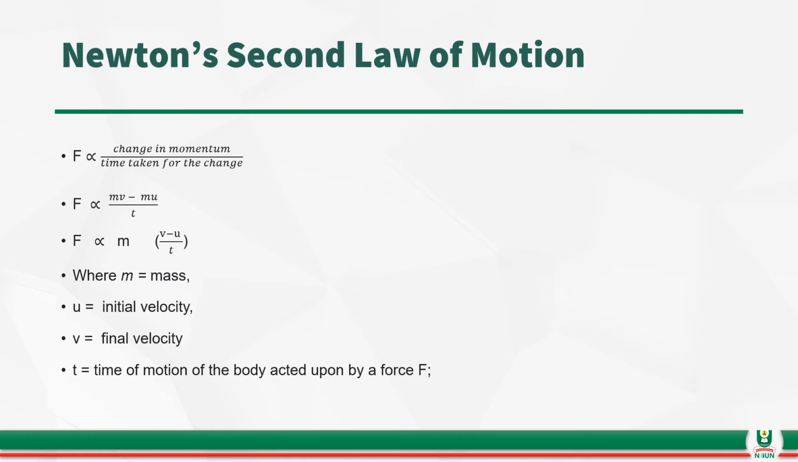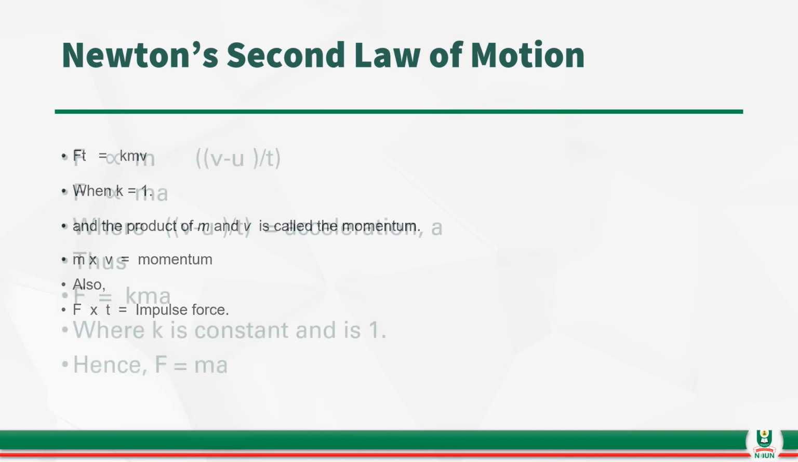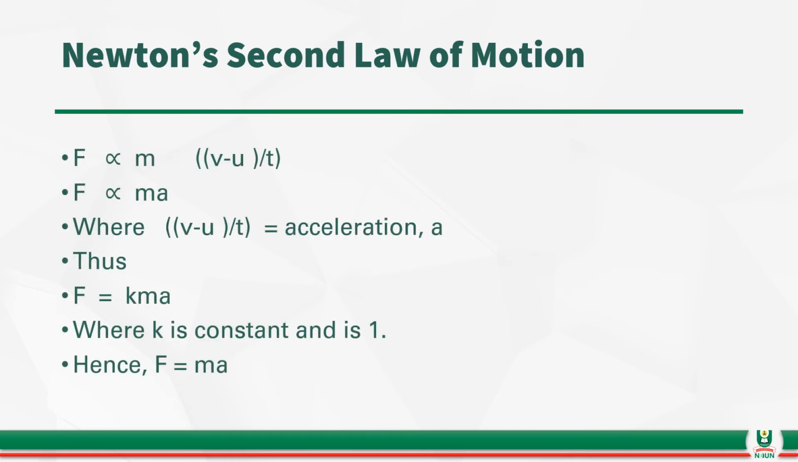So now from this final momentum minus initial momentum all over time, we were able to know that force is proportional to mass times final velocity minus initial velocity all over t. Remember that velocity change all over t is acceleration. So we are going to substitute acceleration for change in velocity all over time. And from there, we have the formula for force to be ma. We have F proportional to ma.